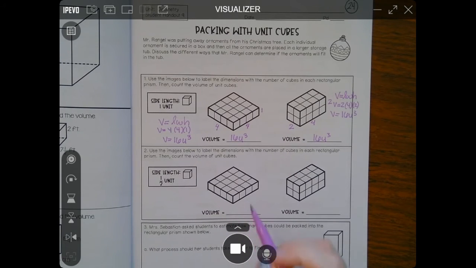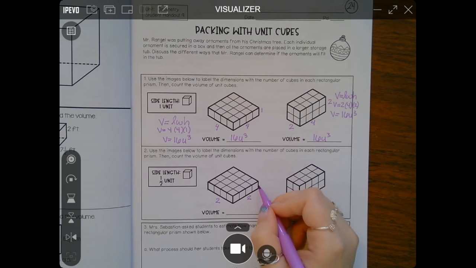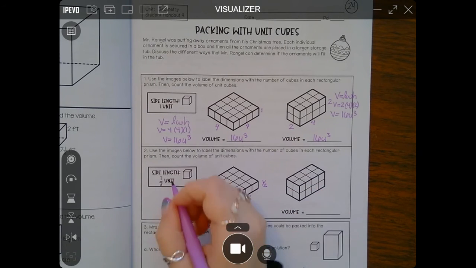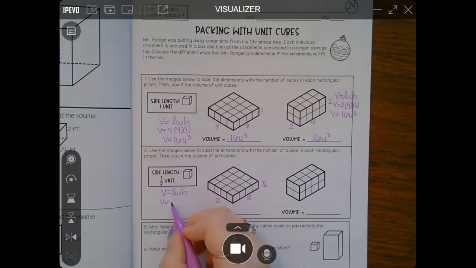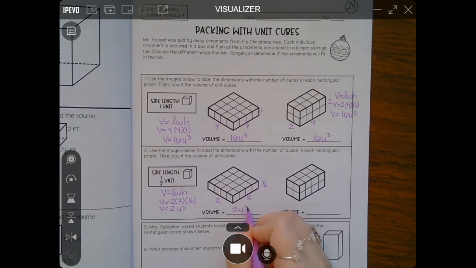So what I'm going to do is say 1, 2, 3, 4, and half of that, half of 4, is 2. And then 1, 2, 3, 4, half of that would be 2. And then 1, what's half of 1? Half. Okay. So then volume equals length times width times height. Well, my length was 2, my width was 2, and my height was a half. Well, 2 times 2 is 4, and 4 cut in half is 2. So you have 2 cubic units for this one.